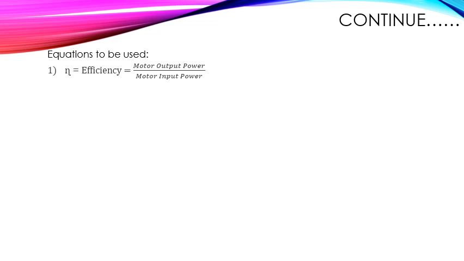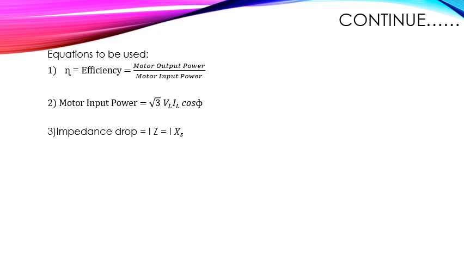Now we'll see the equations to be used. First, efficiency, we know that efficiency is motor output power divided by motor input power. Then motor input power is equal to, for a 3-phase system with the line values, √3 VL IL cos phi. Then impedance drop, we have already seen it in the previous question. That is the product of I and Z. Here the armature resistance is negligible, that's why the impedance drop is equal to the product of current and synchronous reactance.